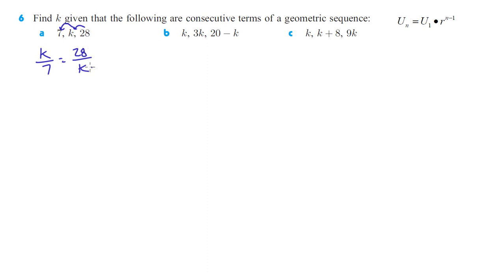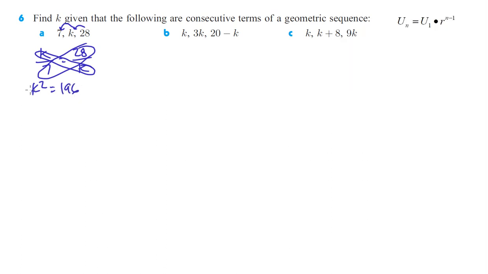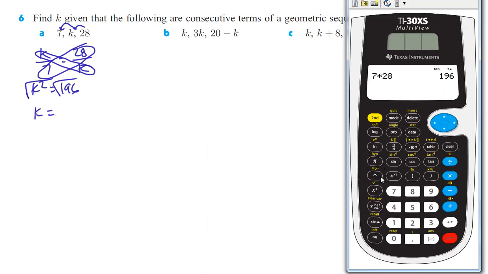Now that we have this, we're just going to cross multiply, right? So k times k is k squared, and that's going to equal 7 times 28, which gives us 196. Now to figure out what k is, we just square root. So we do second square root, second answer, and that gives us 14.